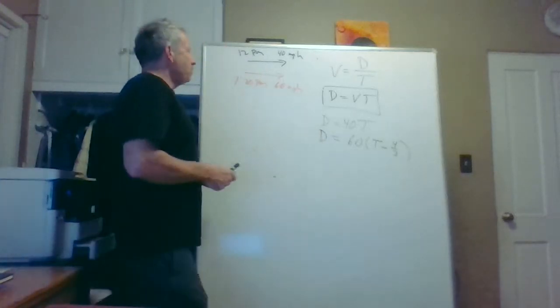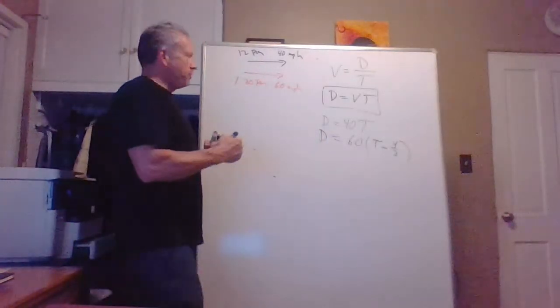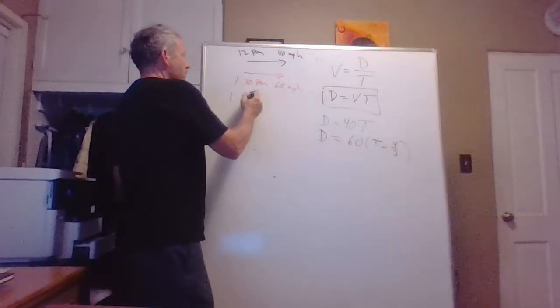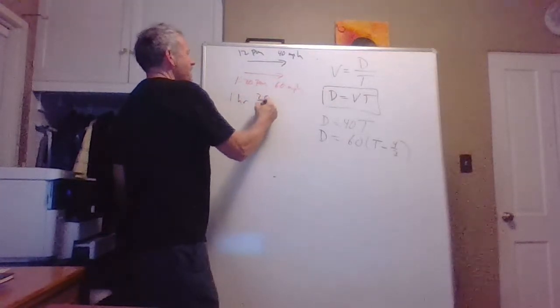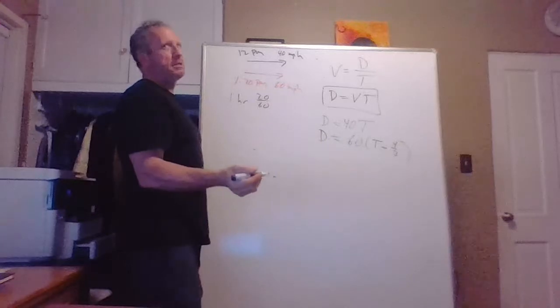The train left at 1:20. That's 1 hour and 20 minutes, which is 1 hour and 20/60ths of an hour, 60 minutes in an hour.